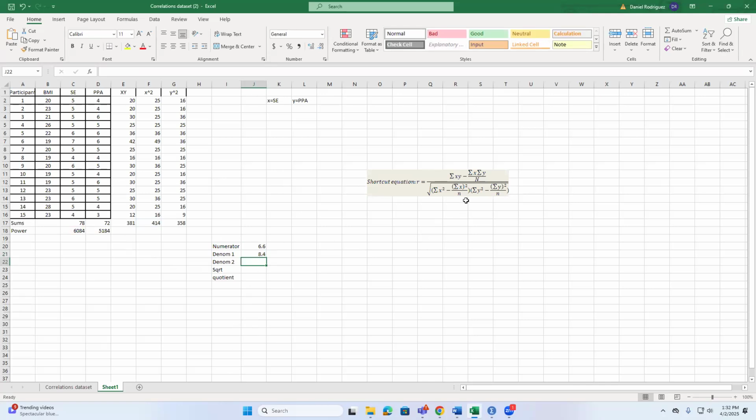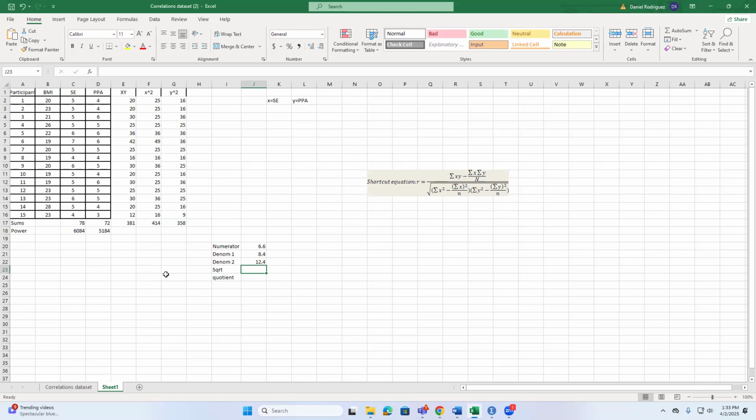And for the second one, I have the sum of the y squares. That's equal. Sum of the y squares is 5184 minus sum of the y's. Wait, did I do that wrong? Yeah, I did that wrong. Need the sum of the y squares. Sorry, sum of the y squares are right here. Minus sum of the y squared. Again, I'm going to start a parenthesis. This is the sum of the y's squared divided by 15. Enter. So far, so good.